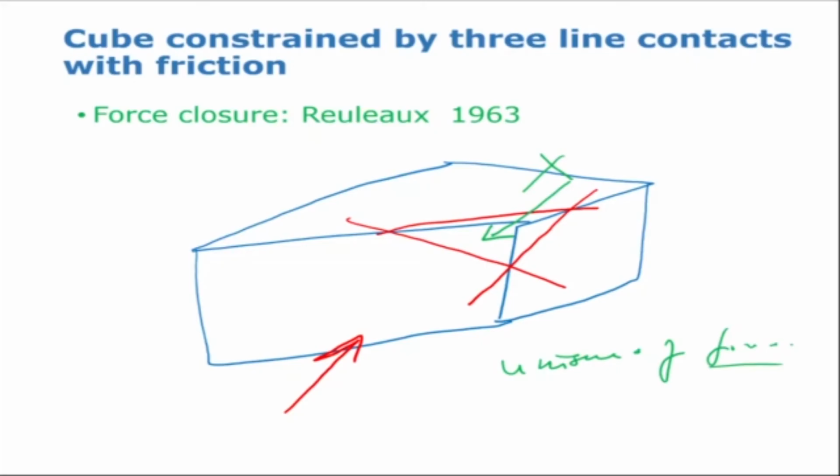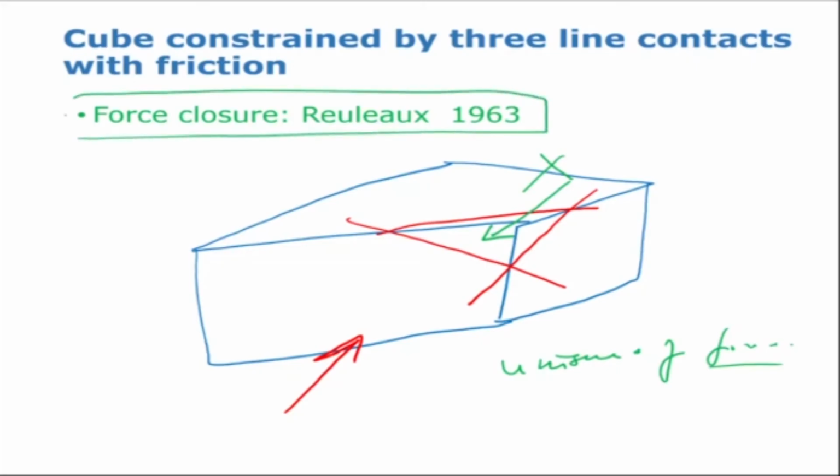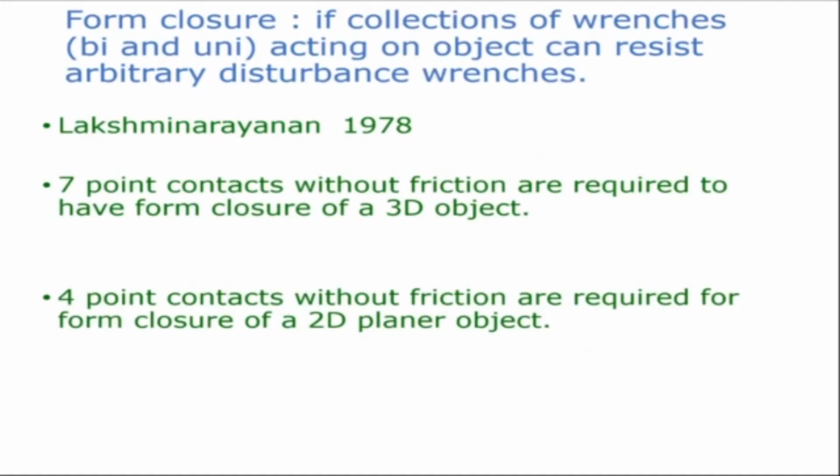This term was first used by Reuleaux in 1963 in France, when he talked about force closure of grasps. Now, what is more interesting is that we want to hold the object in such a way that it is stable against all disturbances, that any disturbance can come from any direction but it will not destabilize. Such closures are called form closure. The term was formed by Lakshminarayana in 1978.